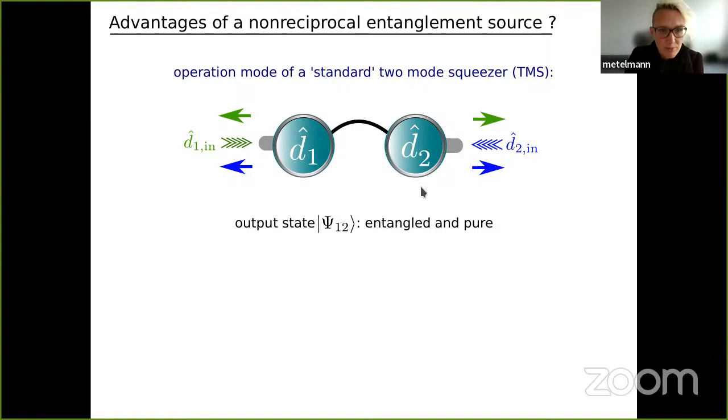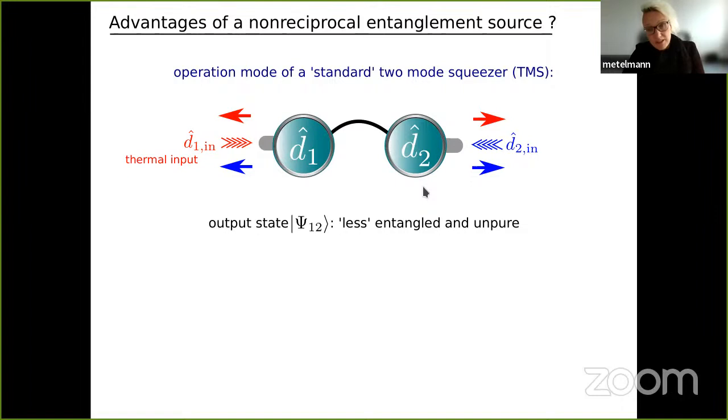Here we have the situation that the output state will be less entangled. You can still have entanglement depending on how hot your input is, but you're clearly impure and you cannot overcome the impurity. You can try to enhance the two-mode squeezing interaction to get enhanced entanglement, but you're going to be impure, which is impractical. The first way you perhaps think is, how about if I just add something cold?